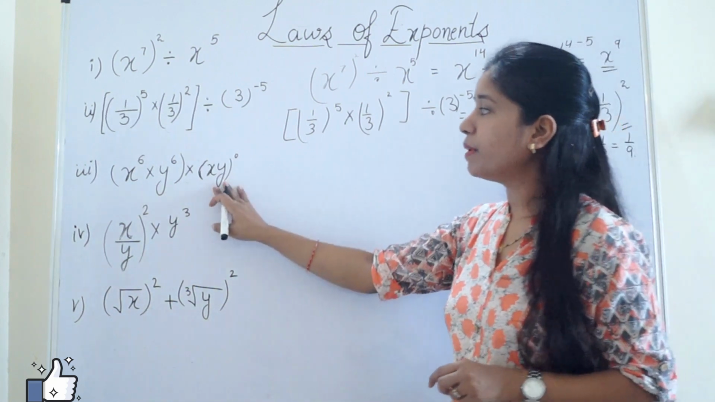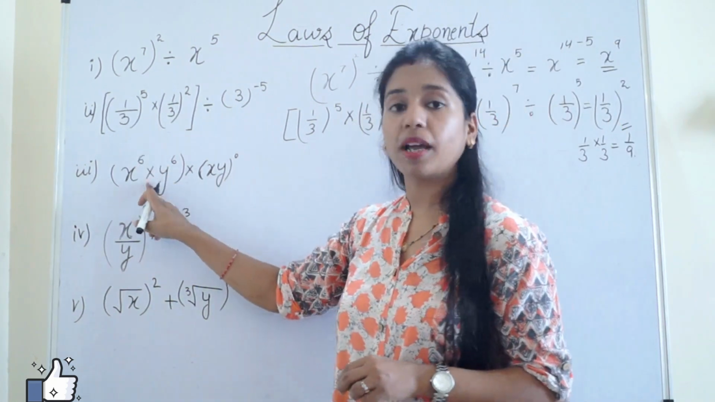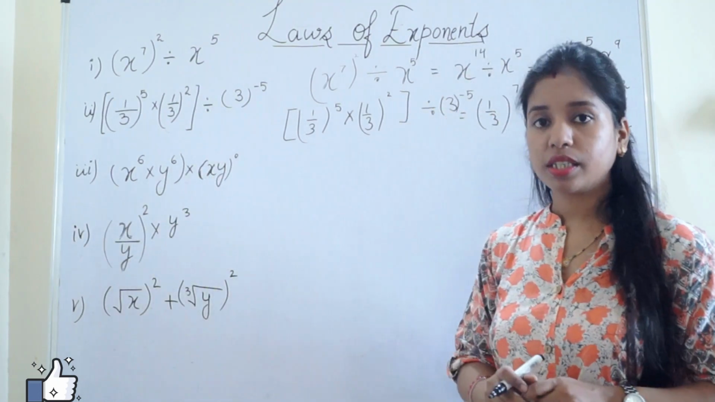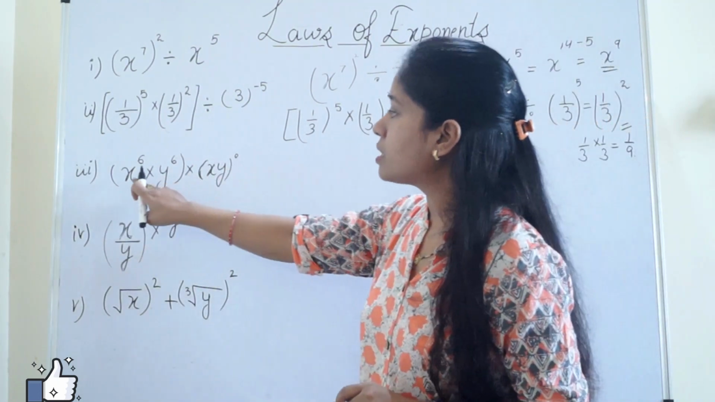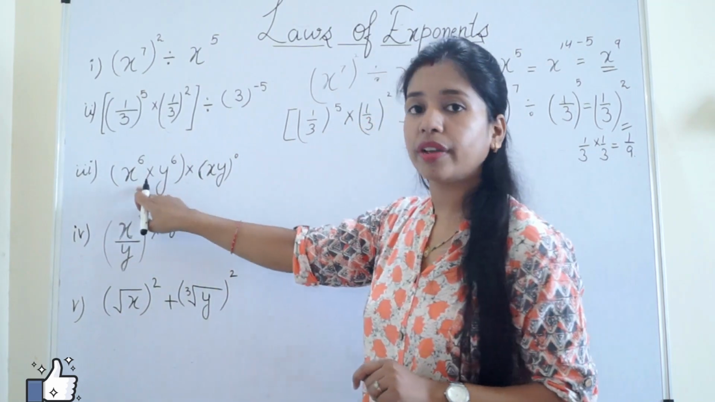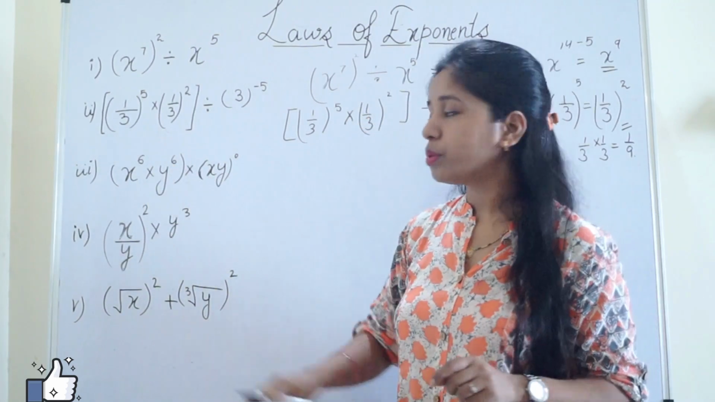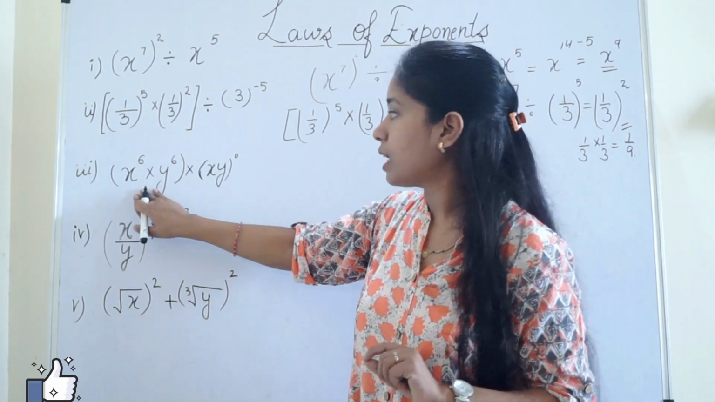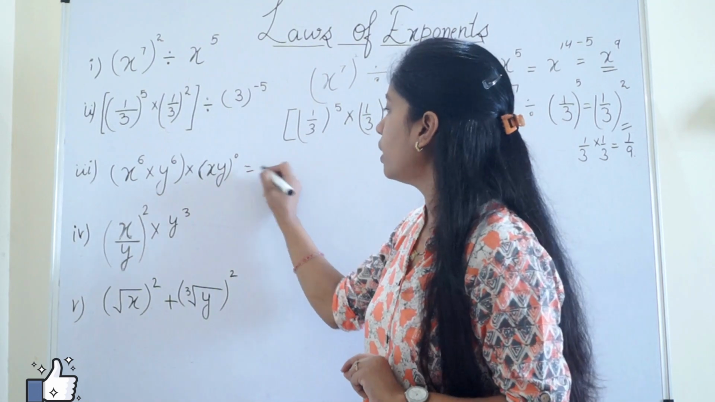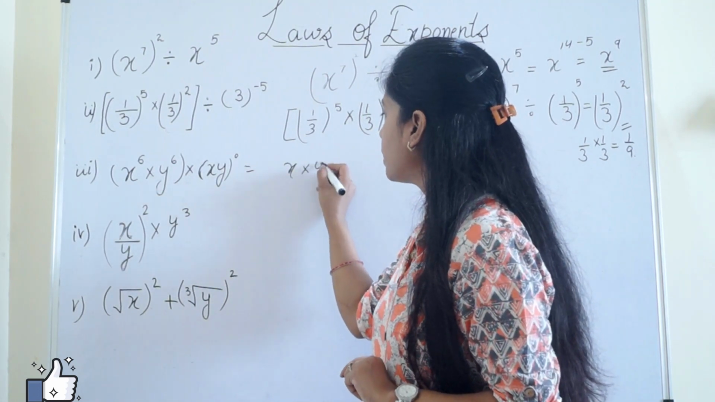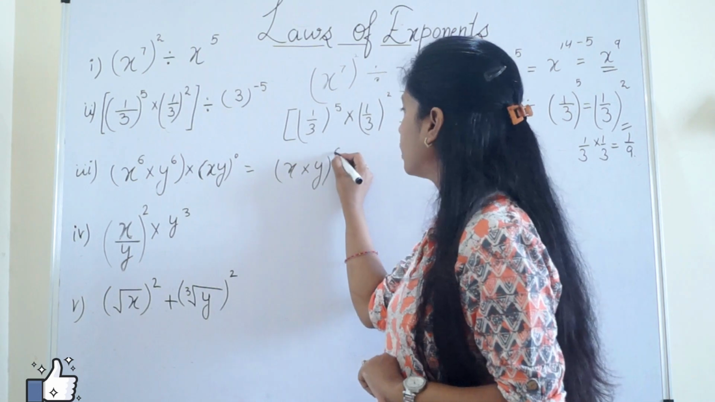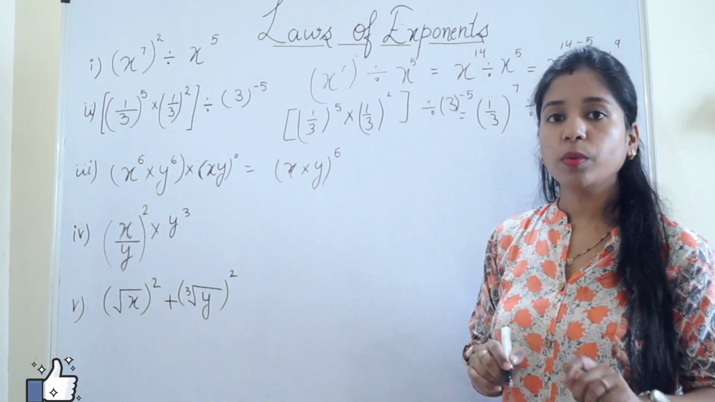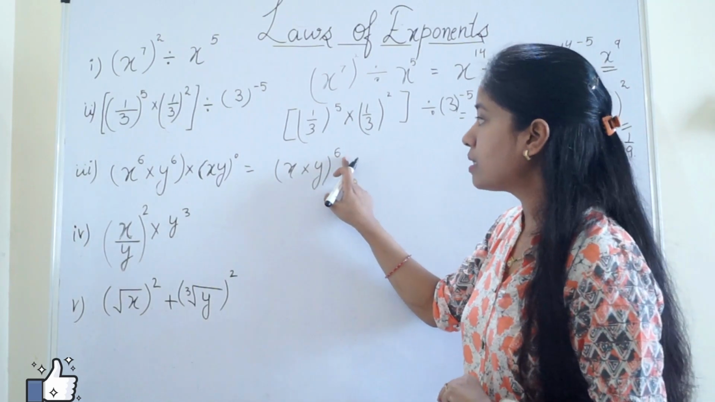So now next example I am having here x to the power 6 multiplied by y to the power 6 multiplied by xy to the power 0. So what we will do here, first see here the bases are different but the powers are same. So we will use another law here which states that if bases are different but the powers are same, we can multiply the bases and write the power as 1. So we are going to multiply x and y and we will write the power as 1, that is 6 here.